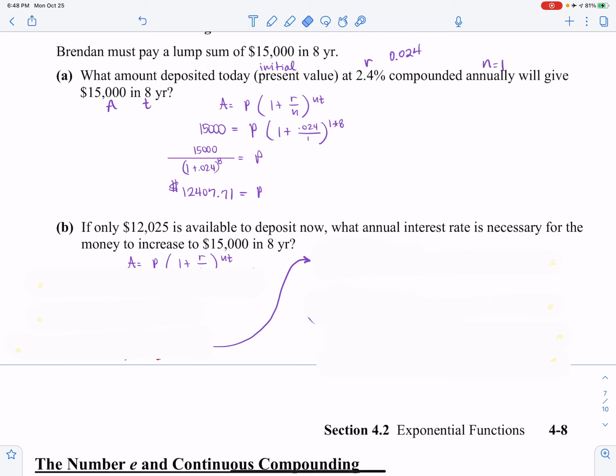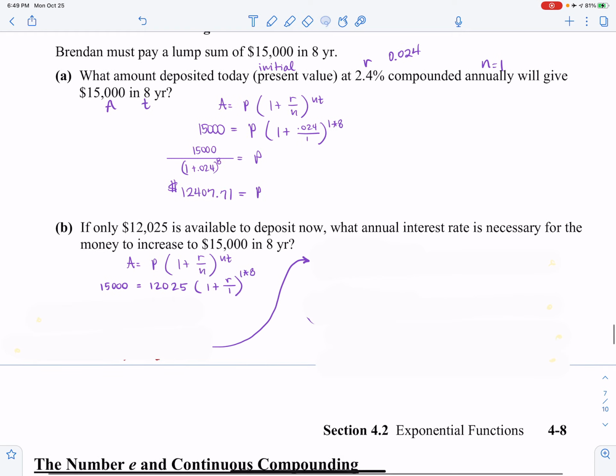So once again, you see that I have written the equation. It's covered up a little bit, but I've written the equation down. Let's go and fill in the necessary information. We want $15,000 in the future. $12,025 is what I can deposit today, or what Brendan can deposit today. And we have 1 plus, we don't know R, that's what we're being asked for, what annual interest rate. So we don't know R. We're still compounding annually though, so our N value is still the same. It's still a 1. And we're still going to raise 1 times 8 for our power there.